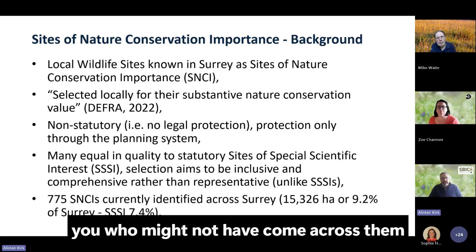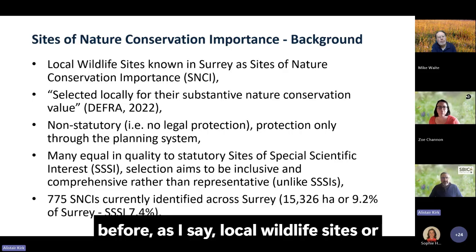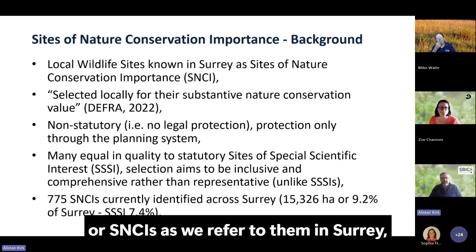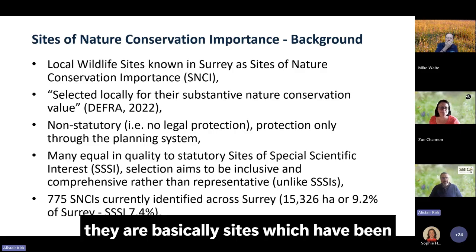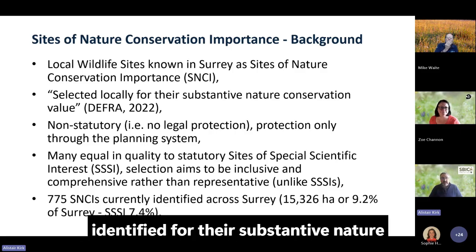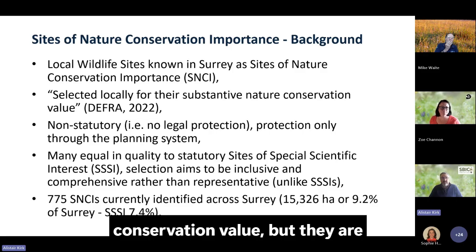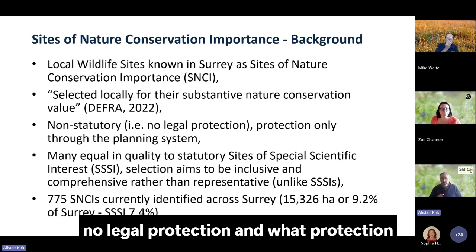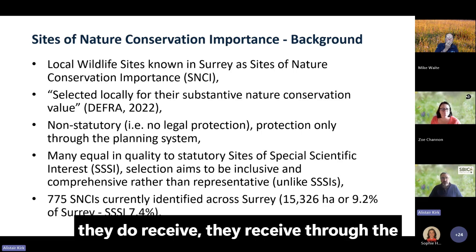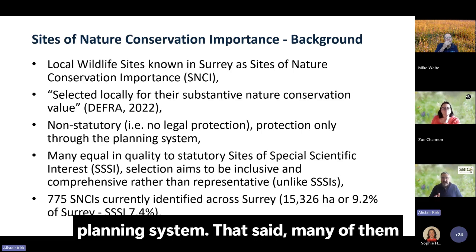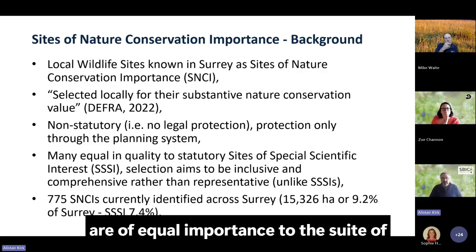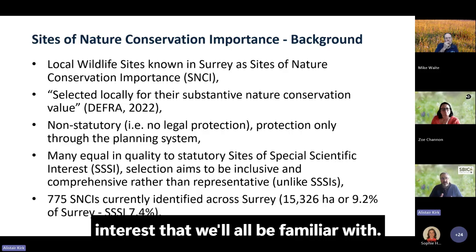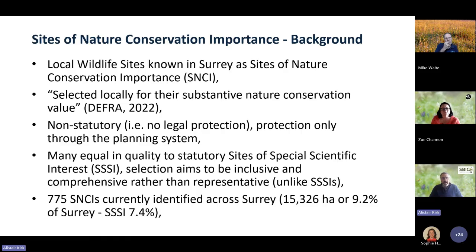For those of you who might not have come across them before, local wildlife sites, or sites of nature conservation importance, or SNCIs as we refer to them in Surrey, are basically sites which have been identified for their substantive nature conservation value, but they are non-statutory. In other words, they have no legal protection, and what protection they do receive, they receive through the planning system. That said, many of them are of equal importance to the suite of SSSIs, or sites of special scientific interest, that we'll all be familiar with.